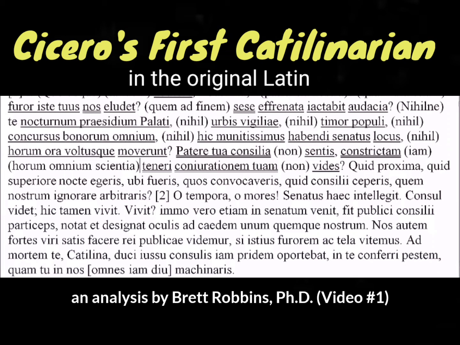Quid proxima, quid superiore nocte egeris, ubi fueris, quos convocaveris, quid consilii ceperis, quem nostrum ignorare arbitraris? Another demystification expedition coming up. All right, this next sentence is the most difficult so far, I would say. It requires a bit of maneuvering to understand. Now, this is a little difficult, but let's demystify it and it will be easy. Let's find the main verb. Where is the main verb? Obviously, it is arbitraris.